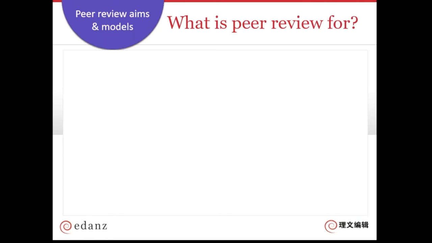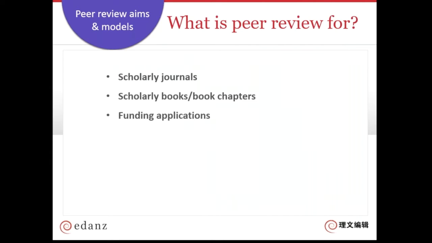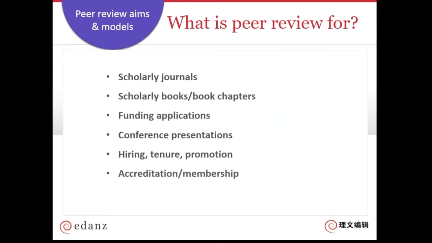So what is it for? Well, it's for deciding what goes into scholarly journals and scholarly books and book chapters, for funding applications, conference presentations, for universities to decide about hiring, tenure, and promotion, and for societies to decide about accreditation and membership, and for deciding who to give prizes and awards to. In this webinar, we will look at scholarly journals.